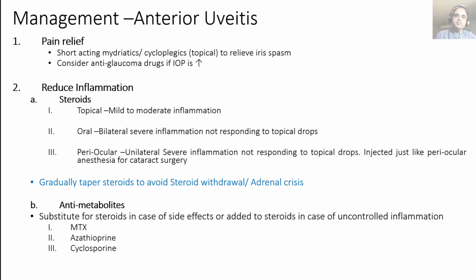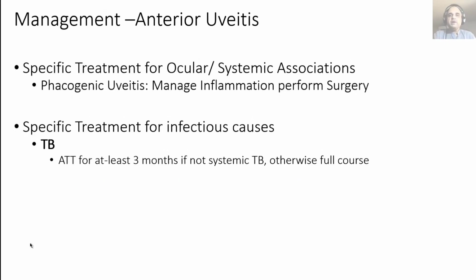Diagnose it, but it's recommended that you let a specialist treat it. If you pick up a specific ocular or systemic infectious association, for ocular association, if you pick up phacogenic uveitis, you need to control the inflammation and do cataract surgery. For specific infectious causes, for TB, you need to do anti-tuberculous treatment for 3 months if it's only ocular. If it's a systemic TB, it's full-time.